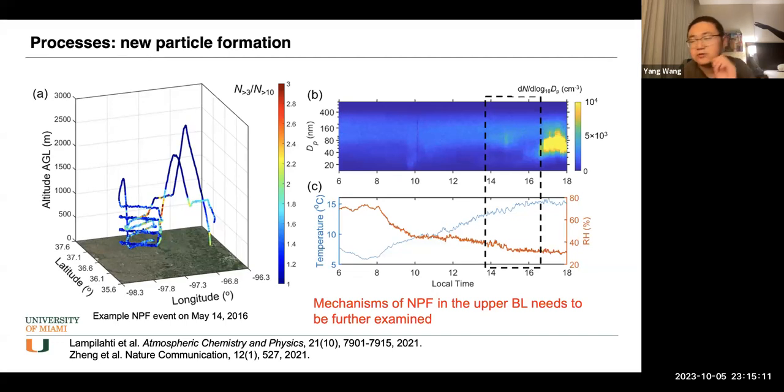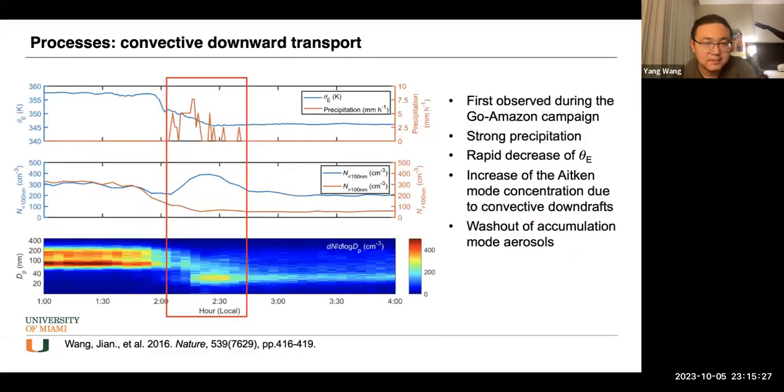So I think the upper boundary layer new particle formation mechanism is still a very interesting phenomenon and is still under investigation. We'd like to do more studies to try to understand the detailed mechanisms associated with the events. Another interesting phenomenon that we observed from the HI-SCALE campaign is these convective downward transports. This phenomenon was first observed during the GoAmazon campaign, where Jian Wang has a very nice study summarizing the features of these events.